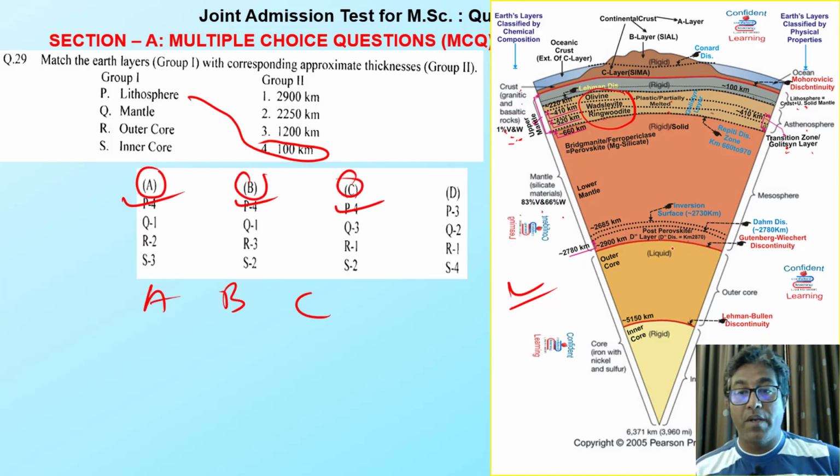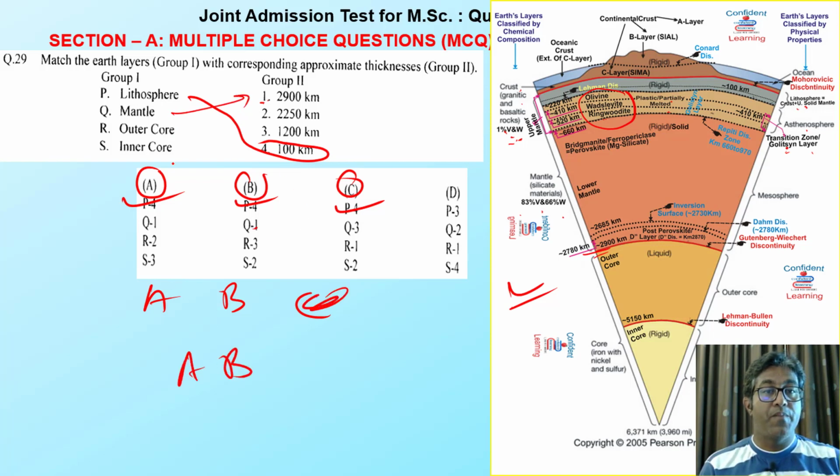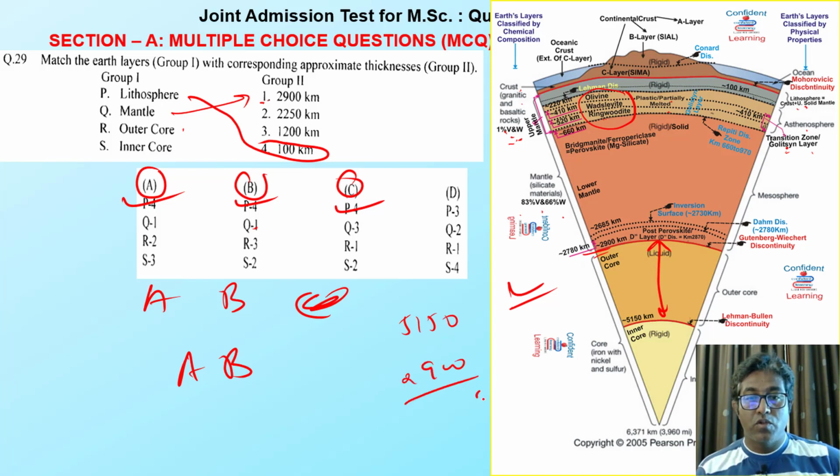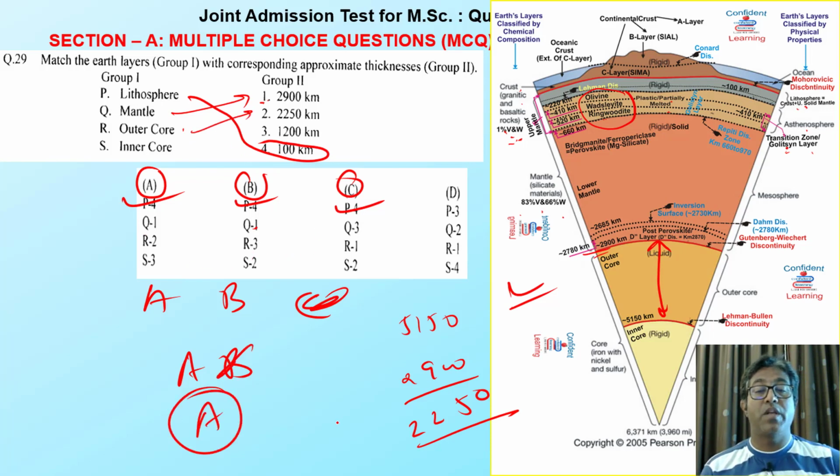Mantle, you know this mantle is up to 2900. Just go up to 2900. So you have P1 again, sorry, then you have Q1 again, Q1 this one. So I am left with the options A and B. Now outer core, this is your outer core. This is the thickness of the outer core. It is 5150 and 2900, so 2250, and R2. So the thickness should be R2. R2 is here. I will live with the option A.